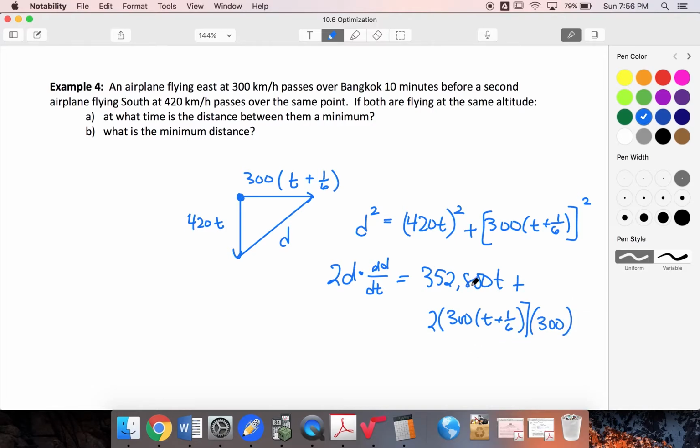And then I want to figure out my distance, so that at what time is the distance between them a minimum. So I want my derivative to be equal to 0. So this is going to be equal to 0 when this section is equal to 0. Notice I could isolate this, divide by the 2d, but then if I set it equal to 0, it's still the numerator that has to be equal to 0.